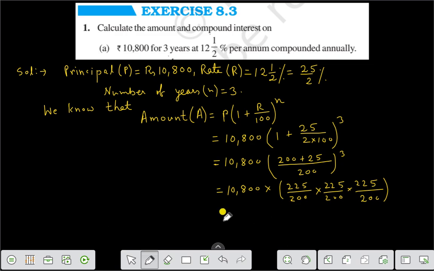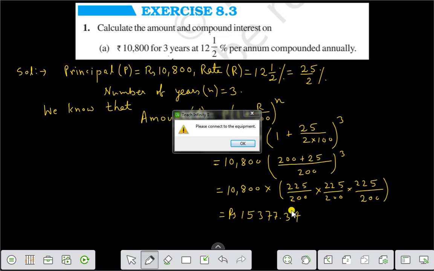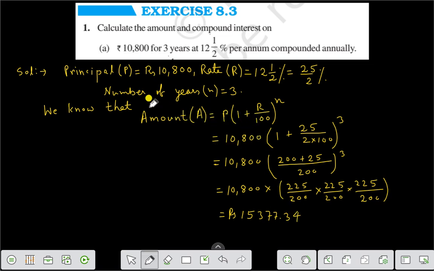After calculation, we are getting that amount is equal to rupees 15,377.34. This is the amount. This is the answer of amount.